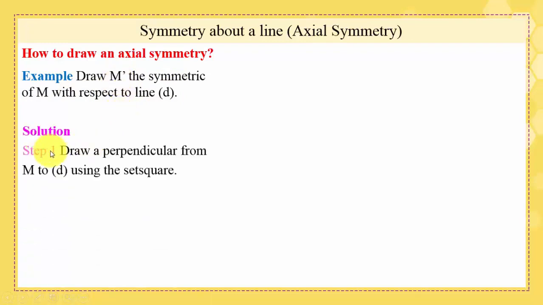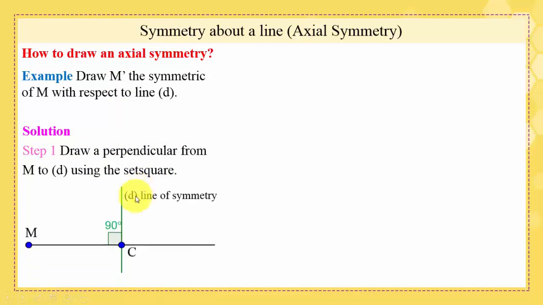Solution. Step 1. Draw a perpendicular from M to D using the set square. Look here, my students. This is line D, this is object M. You should bring a set square, put it here, and move it until you reach point M. You can then draw this line, it is perpendicular. And pay attention, my students, you should put the set square here and you should extend this line a little bit.